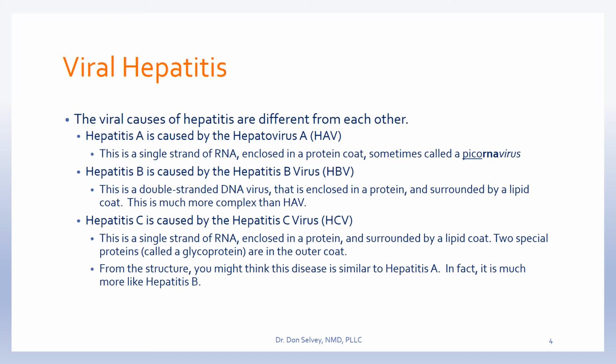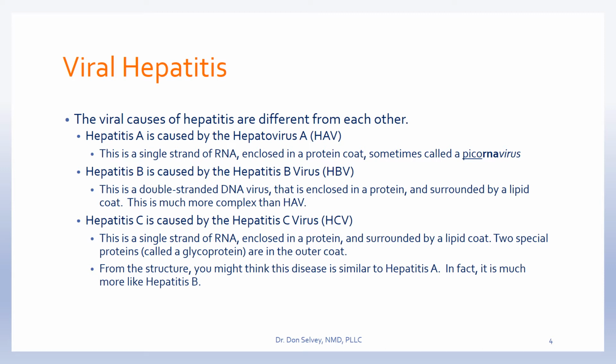All right, hepatitis B is caused by a virus that's different. It's the hepatitis B virus. Now, this one is a double-stranded DNA virus that is enclosed in a protein surrounded by a lipid coat. It is a much more complex structure than the hepatitis A virus. So hepatitis A, single-strand RNA. Hepatitis B is a double-strand DNA.